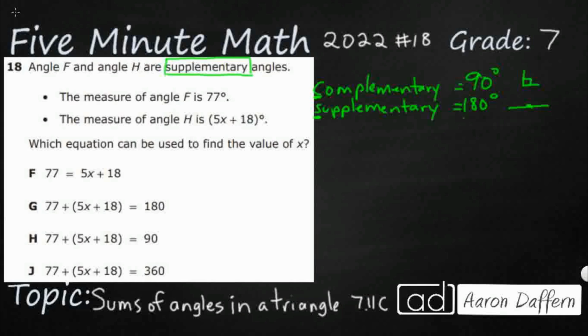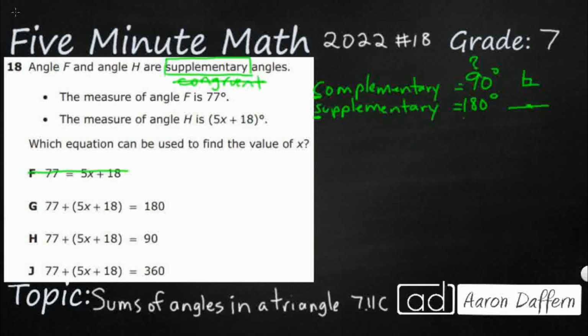But let's say we didn't know this. Let's say that unfortunately we just had question marks here. Well, let's see if we could use reasoning to figure out what it could be, right? So supplementary angles, it does not say congruent angles. So I'm going to go ahead and eliminate F, because that's what F gives me. F says that angle F is the same as angle H. They're congruent angles. So 77 equals 5x plus 18. But it doesn't say that.